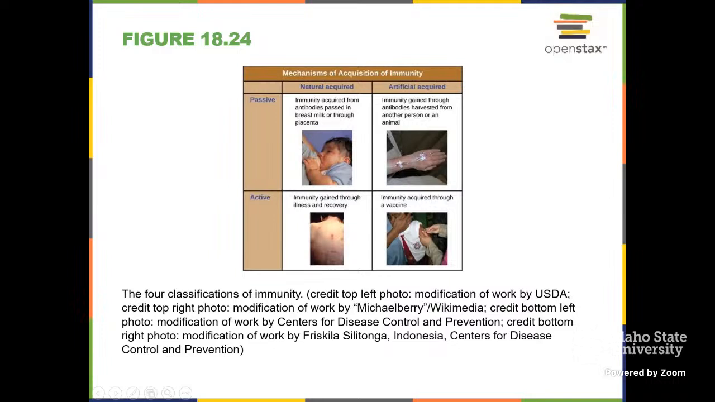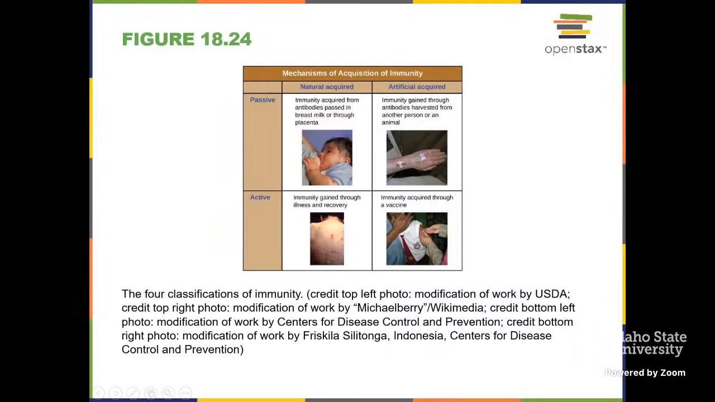The artificially acquired passive immunity, this would be, like I mentioned, the plasma donation. So getting an injection of somebody else's antibodies. So it's not giving you an immunization.